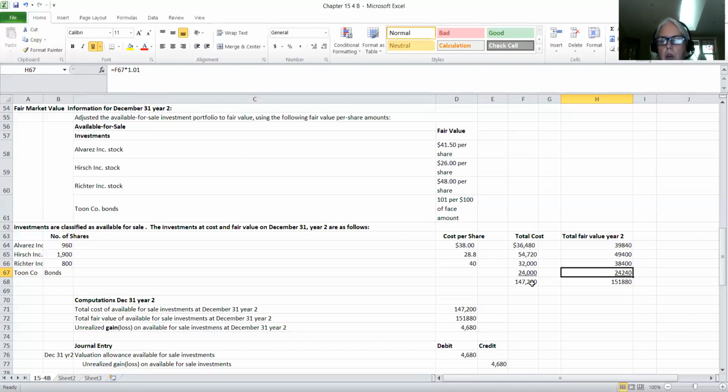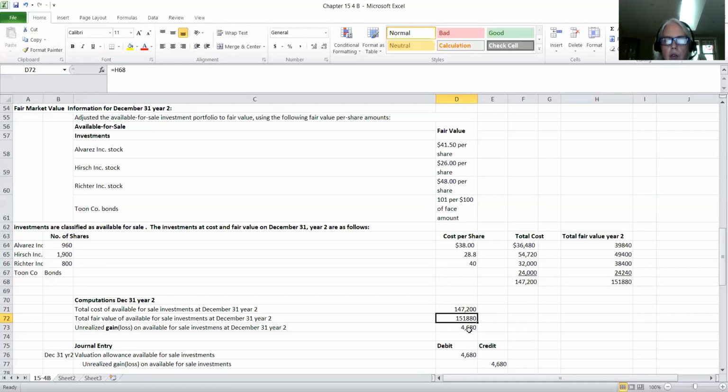So then you're going to add up your entire portfolio to get the total cost of the portfolio, and then we're going to look at the fair value of the portfolio. Notice it's higher than the cost, so again we have a gain. And I've stated that in these computations for year 2. We start with the cost of our portfolio for year 2. Our group of stocks and bonds all added together was $147,200. The market value of this group of stocks and bonds is $151,880 at the balance sheet date.